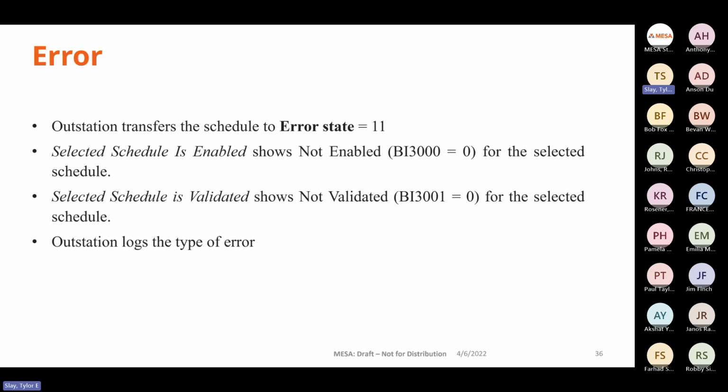And error state, the outstation transfers the schedule to error state 11. The selected schedule is enabled, shows not enabled, BI 3000 equals 0. And if the selected schedule is valid, shows not validated, then it's going to log the error in the outstation's logs.